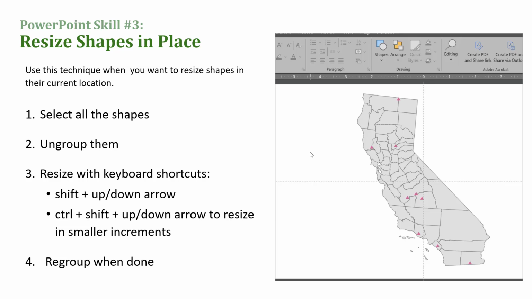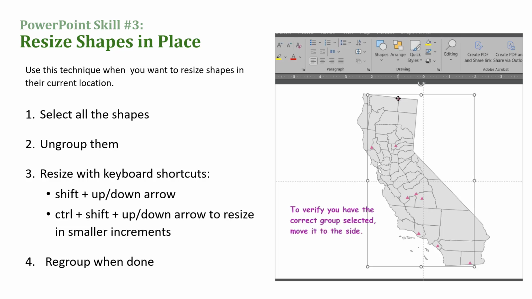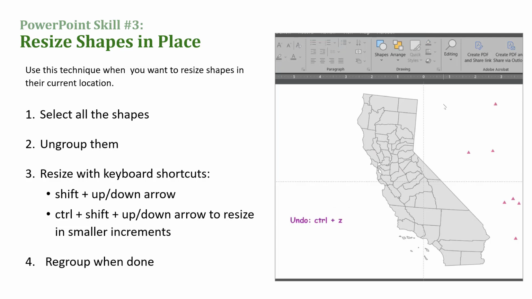Something else you'll probably want to do is resize shapes in place. In other words, make the points bigger or smaller, but not change their location. The process for doing this is you select the shapes, but then we're going to have to ungroup them. So first of all, let me select the triangles here. Sometimes it's hard to know if you've got the right thing, so you can just move them to the side and then Control Z to undo that.